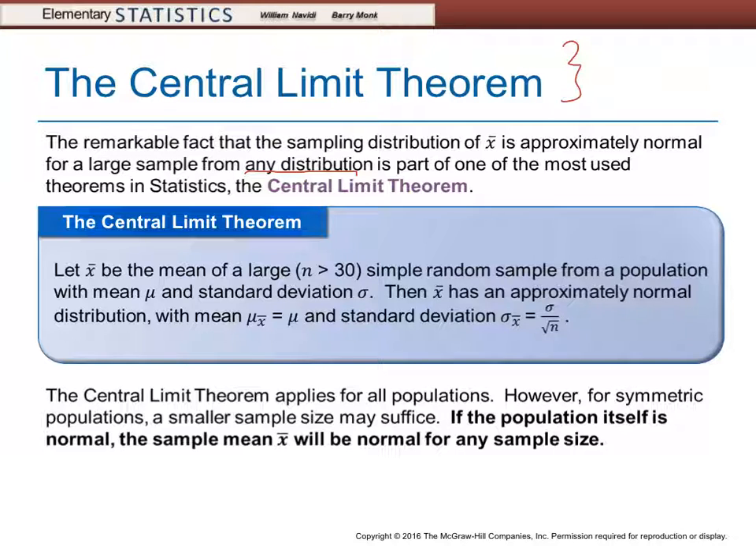Let x bar be the mean of a large (n greater than 30) simple random sample from a population with mean mu and a standard deviation sigma. Then x bar has an approximately normal distribution with mu sub x bar equals mu and a standard deviation sigma sub x bar, which is sigma divided by the square root of n. The central limit theorem applies for all populations. However, for symmetric populations, a smaller sample size may suffice. If the population itself is normal, the sample mean x bar will be normally distributed for any sample size.